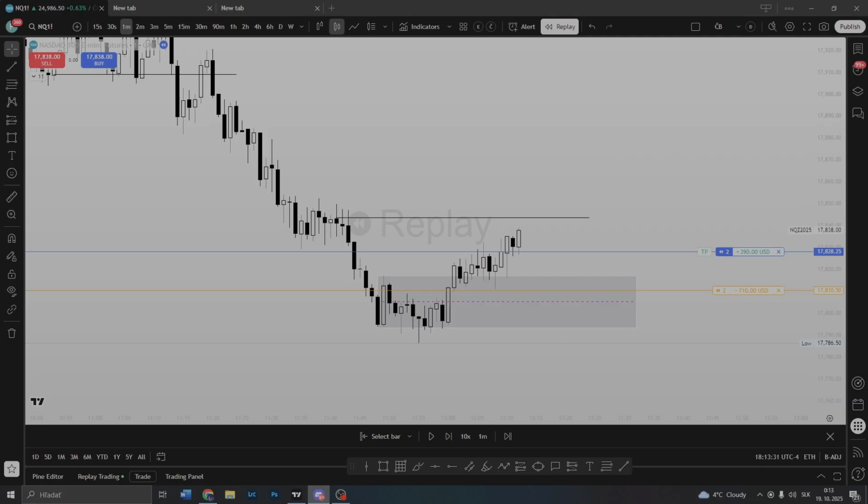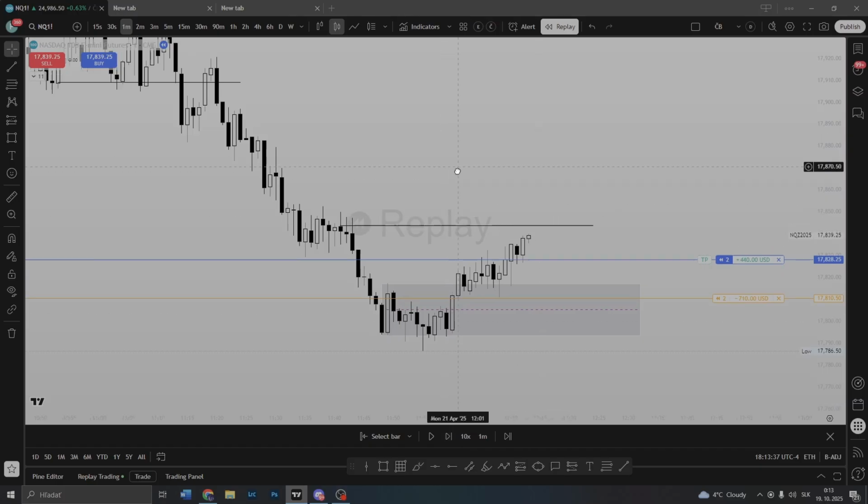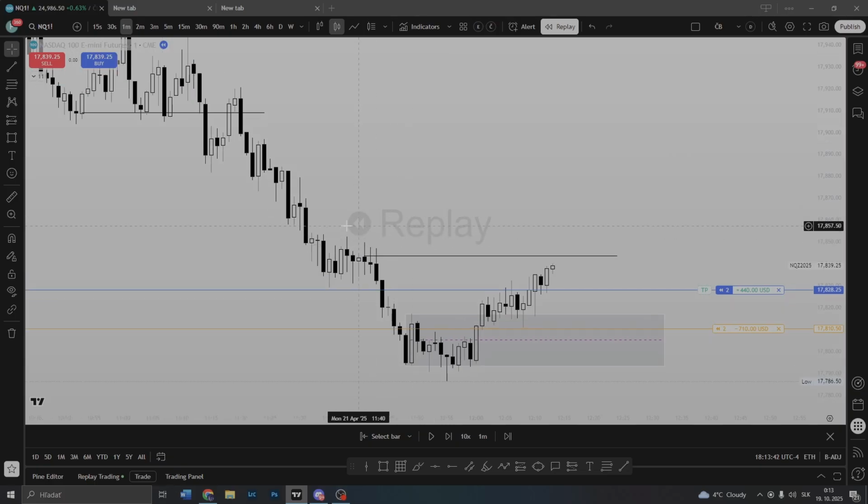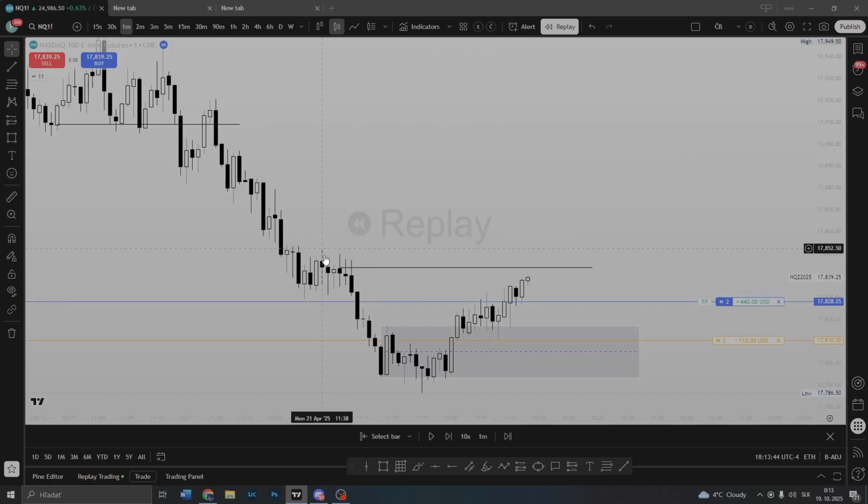All right, so let's continue. So now again, we're looking for the closure above the 11:41 candle. That should be only the start for the longs. If that's going to happen, we should be pretty good.